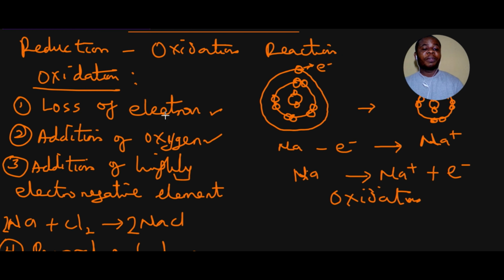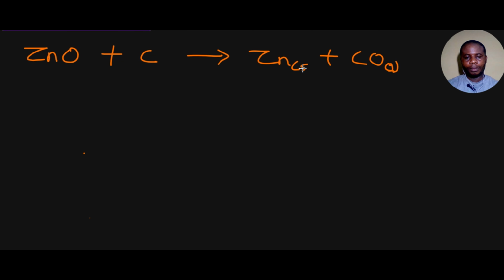We did the first one, which is loss of electron. The second one is the addition of oxygen. So an example of this is reduction of zinc oxide by carbon to zinc. Then carbon dioxide gas is formed. Here, the zinc is being reduced from zinc 2 to just 0. And what actually caused that? The removal of oxygen. So reduction is the removal of oxygen.